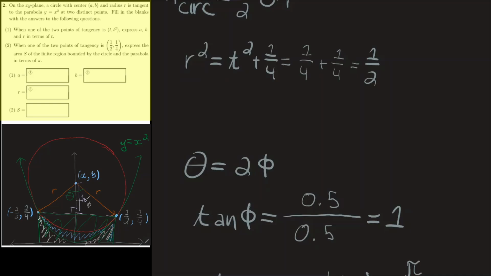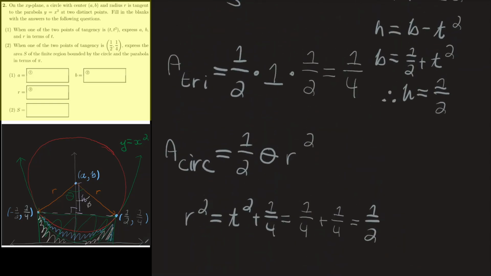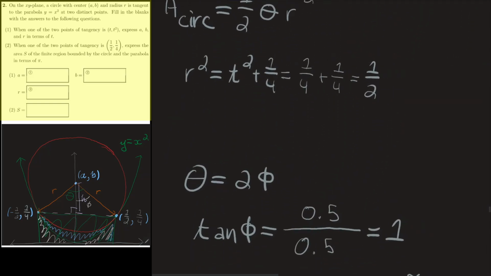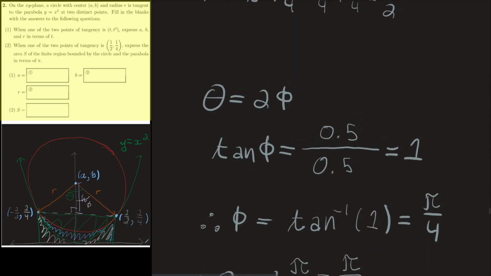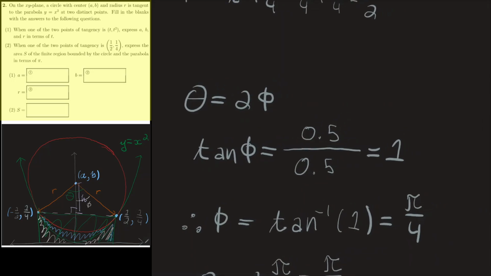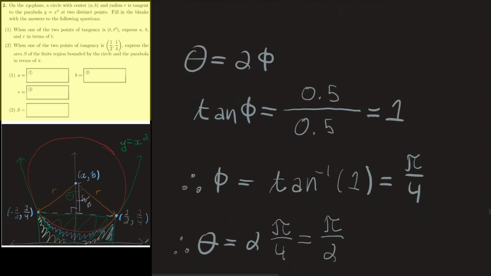And so because this is a right triangle, we can use that tangent of phi equals opposite over adjacent. Opposite is just the distance to x, which is 1/2 or 0.5, and adjacent is height. And of course, we just found that height is 1/2 or 0.5. And so tangent of phi is just equal to 1. And if we do inverse tangent on both sides, we find that phi is equal to pi/4. And theta is, of course, 2 times phi, and so it equals pi/2.